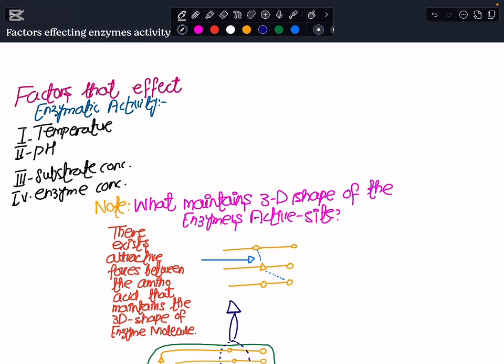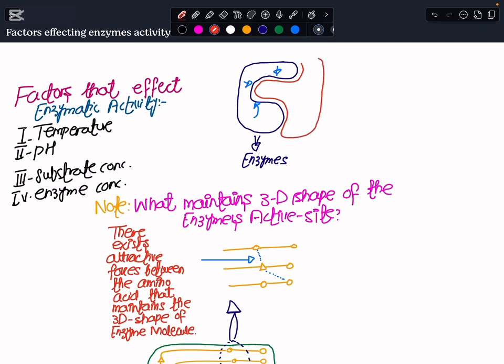And in today's class, we will be looking at the factors that affect enzymatic activity. Earlier, we learned that in our body there exist biological catalysts, which we call enzymes. Within the enzymes lies a site, and this site is the active site. Within the active site, the substrate molecule comes and binds, and as a result, a complex is formed, which is the enzyme-substrate complex.